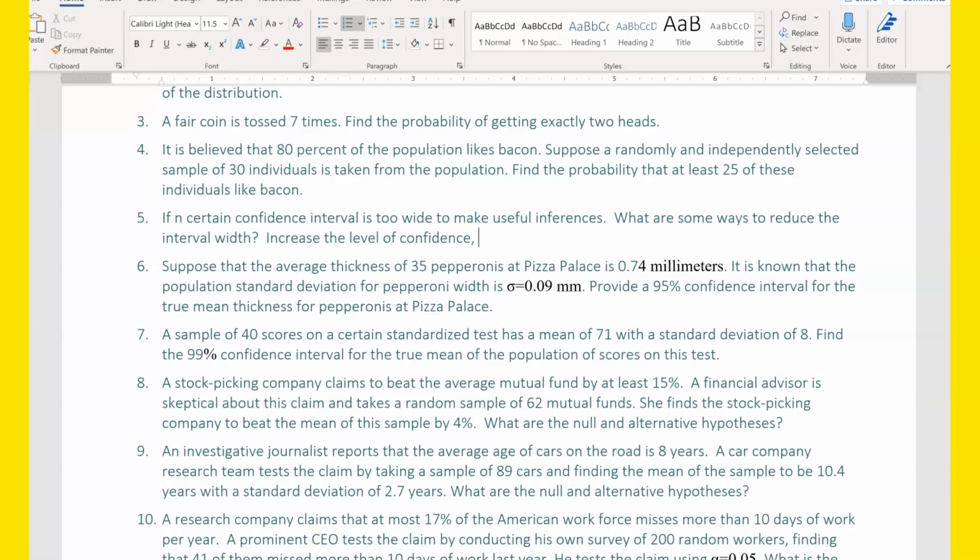Another way you can make it tighter is to increase the sample size. That could also make it tighter. So those two things would be the main two possibilities that we'd want to look for there.